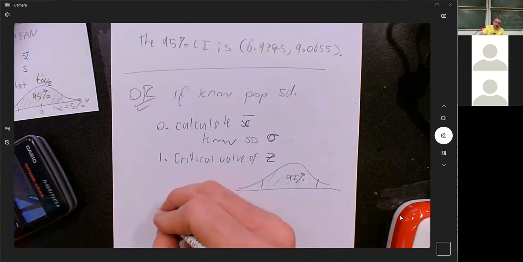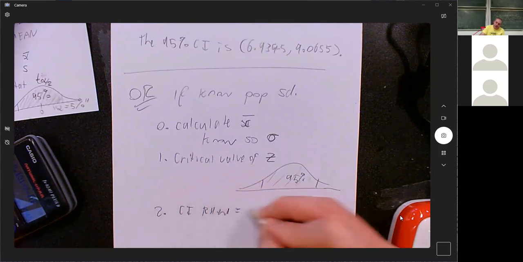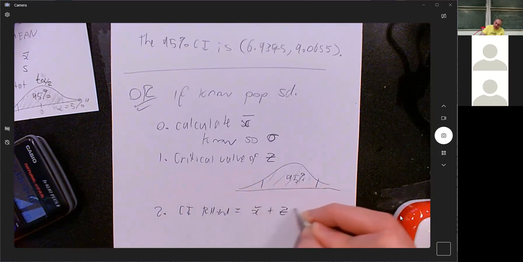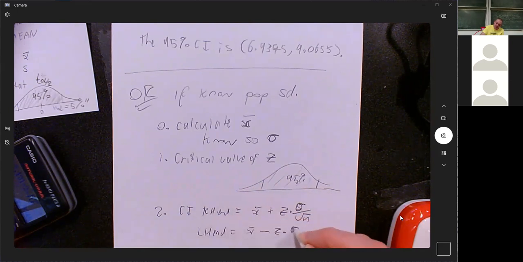And then your confidence interval right-hand end is x bar plus Z times sigma on root n. And the left-hand end would be x bar minus Z times sigma on root n. So there's still a dividing by root n, that's still there.